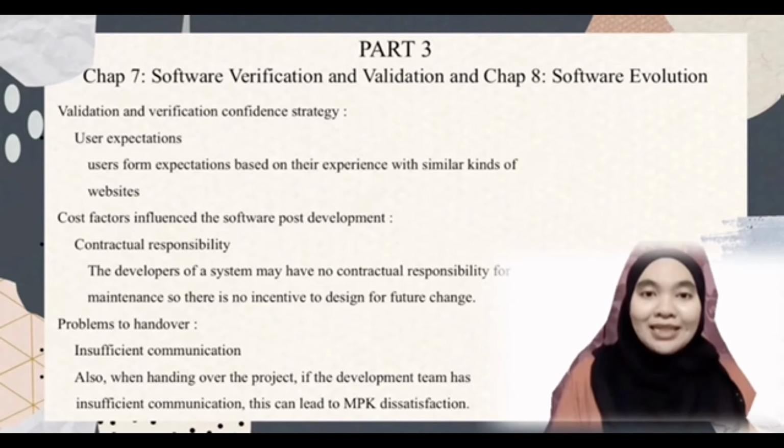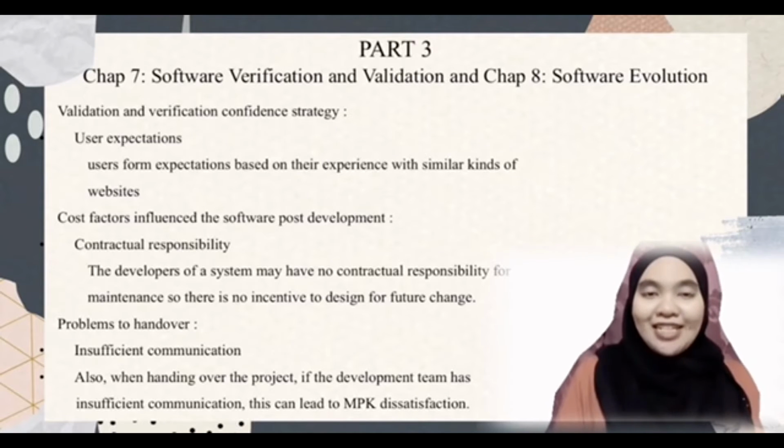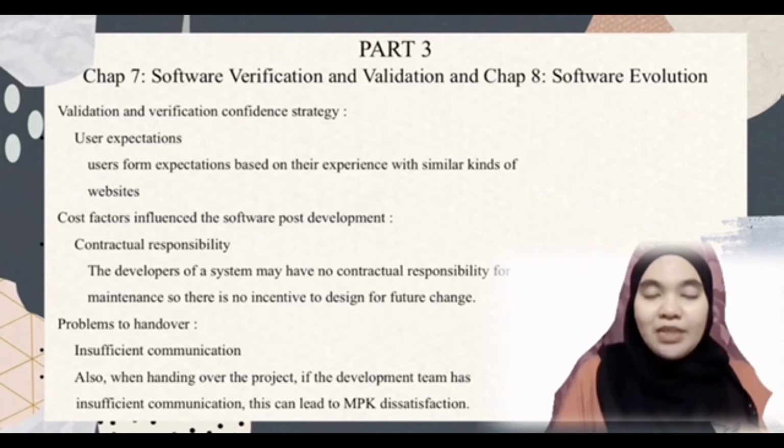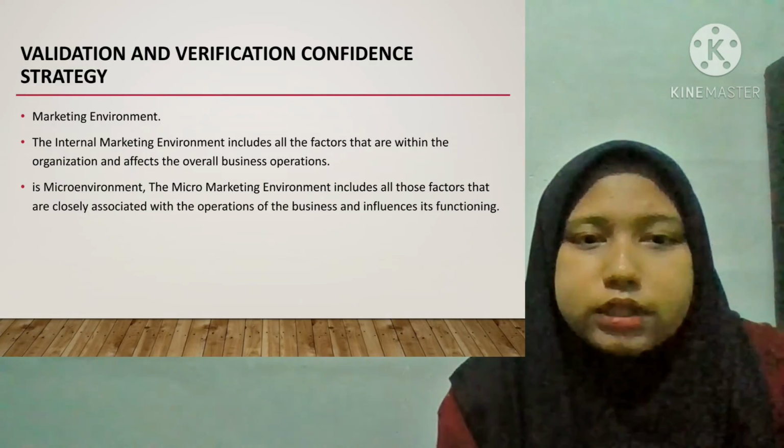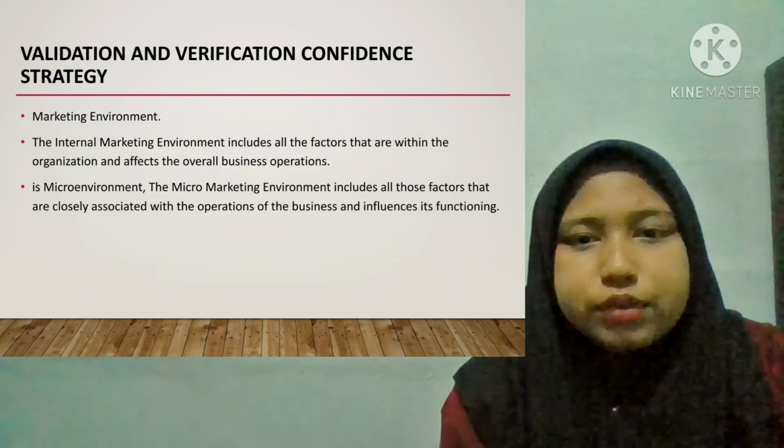The third part is Chapter 7, Software Verification and Validation, and Chapter 8, Software Evaluation. The validation and verification confidence strategy is user expectation. In the case of the MPK website, users form expectations based on their experience with similar kinds of websites. For example, if a user clicks the About Us page on the MPK website, they expect to see applicable information on the company or person that authorized the website, because they have internalized this through the use of many websites.